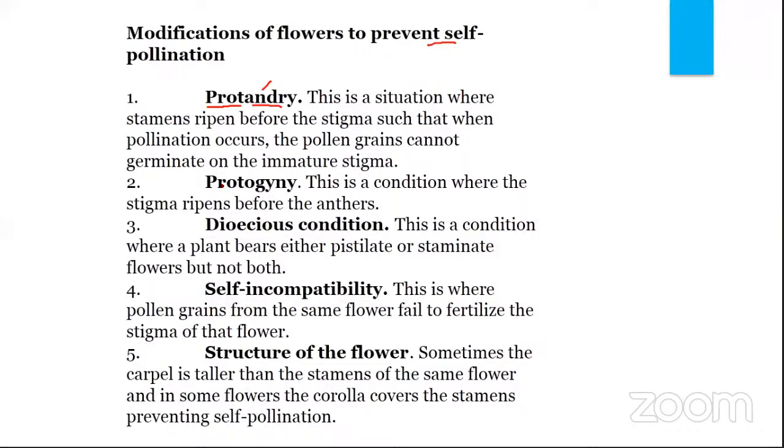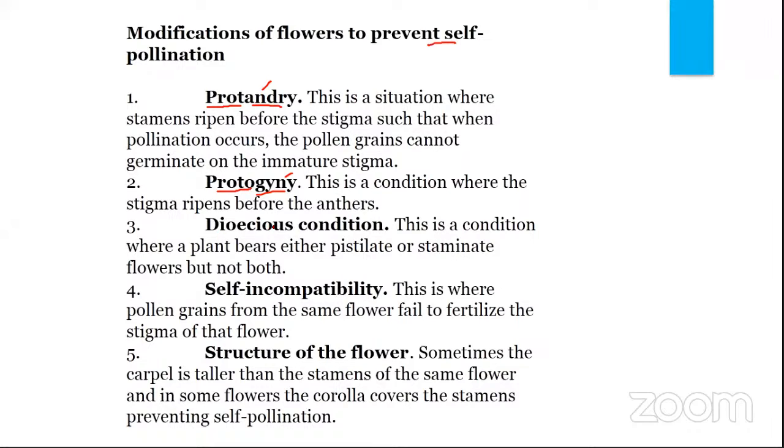In another way, protogyne, look at this word, proto, then gyne. Gyne comes from gynoecium, and gynoecium means the female part of the flower. So with the protogyne, the female part develops or matures or ripens before the anther.